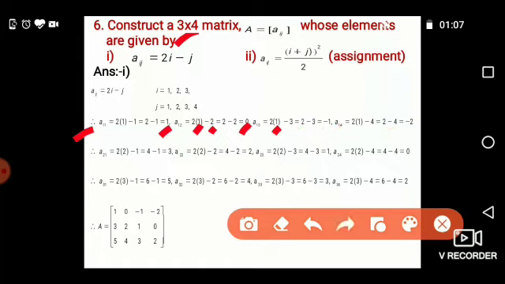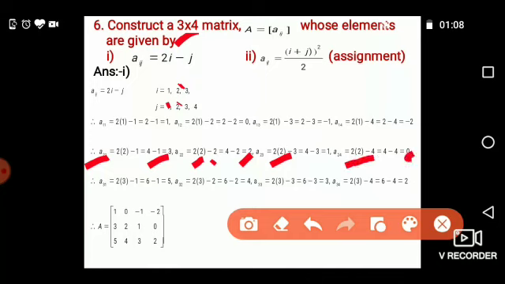Similarly, we can go for the second row, first column, second column, third column and fourth column. That is i is 2, j is 1. I is 2, j is 2. Likewise, i is 2, j is 3 and i is 2, j is 4. Therefore, we will get an element A21. It is 2 2s are 4 minus 1 is equal to 3. I is 2, j is 2. We will get an element 2. I is 2, j is 3. We will get an element 4 minus 3 is equal to 1. And i is 2, j is 4. That gives 4 minus 4 is equal to 0.